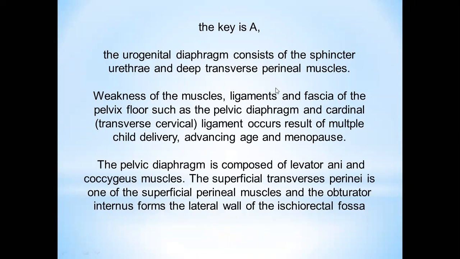There is weakness of the muscles, ligaments, and fascia of the pelvic floor, such as the pelvic diaphragm and the cardinal ligament. It occurs as a result of multiple child deliveries, advancing age, and menopause. The pelvic diaphragm is composed of levator ani and the coccygeus muscle. The superficial transverse perineum is one of the muscles of the superficial perineum, and obturator internus forms the lateral wall of the ischiorectal fossa.